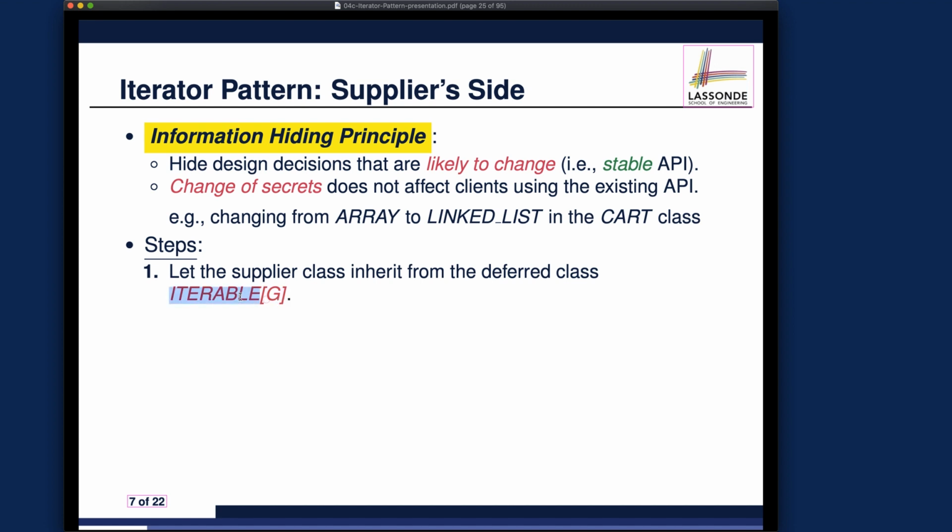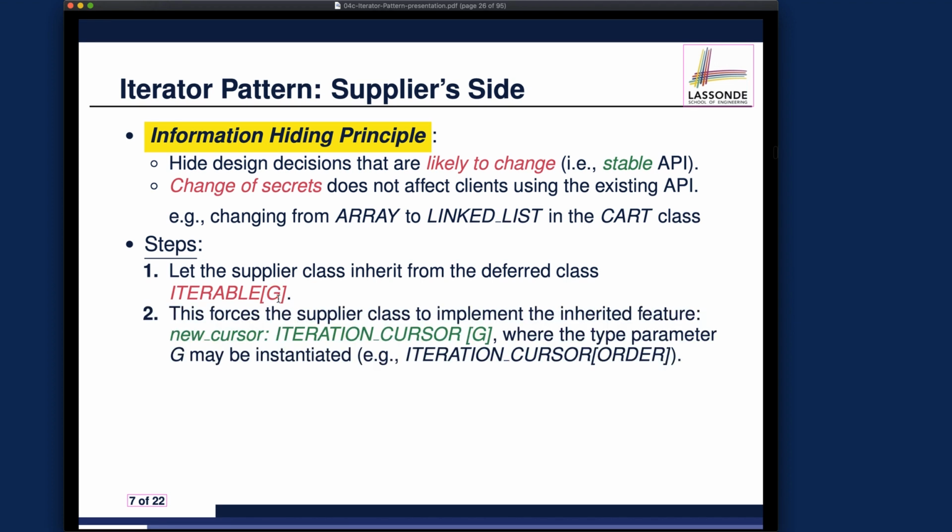The iterable class from the EiffelBase library, which I just showed you on the architecture diagram, is a generic class with just a single generic parameter. So when you inherit from that class, you have to decide what G you want to instantiate that into exactly. I'll talk about it once I get there.